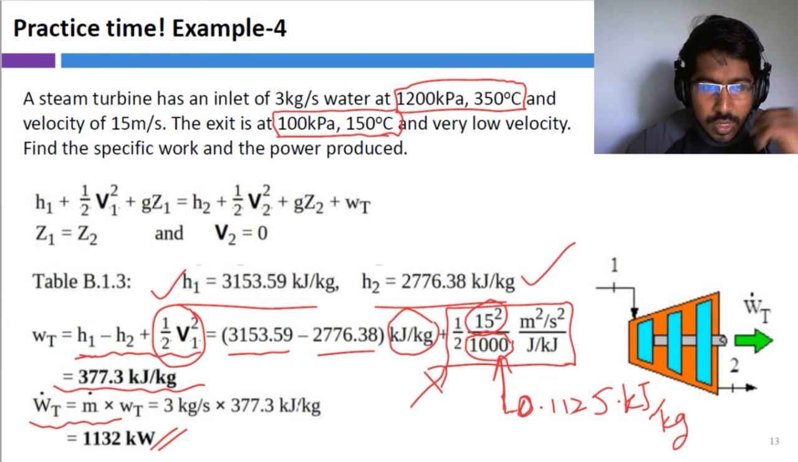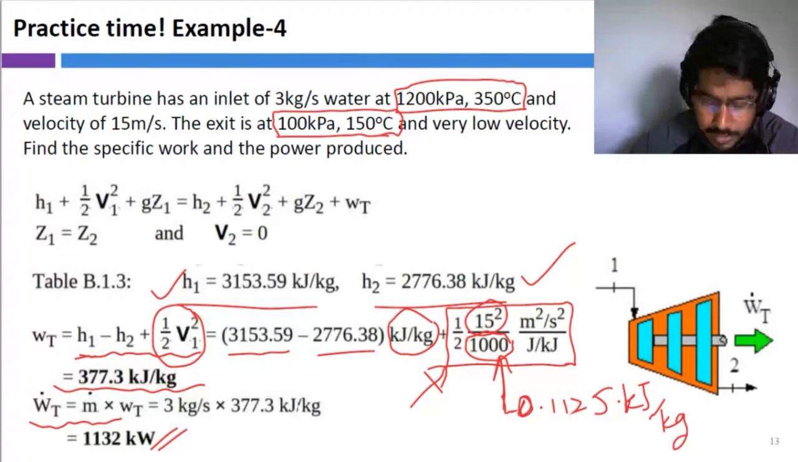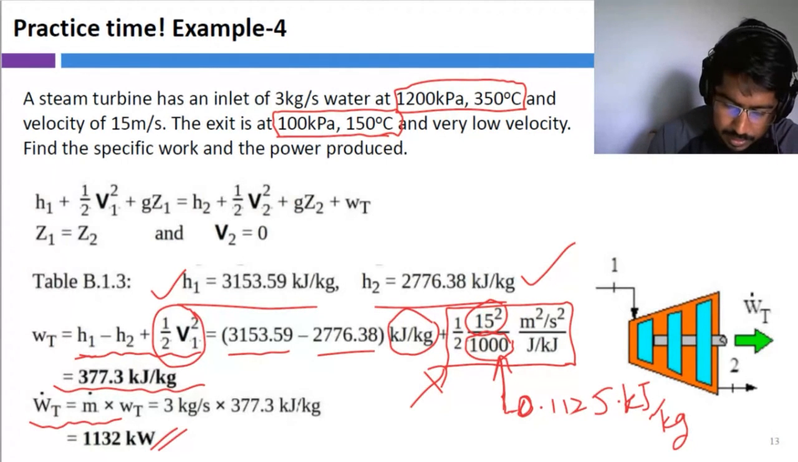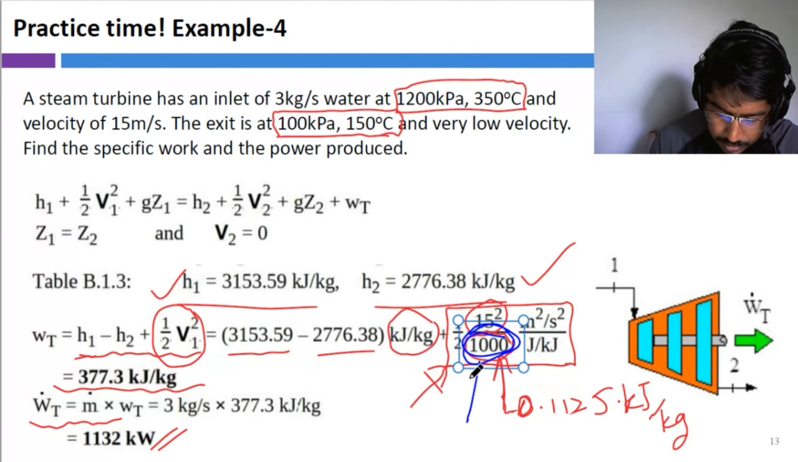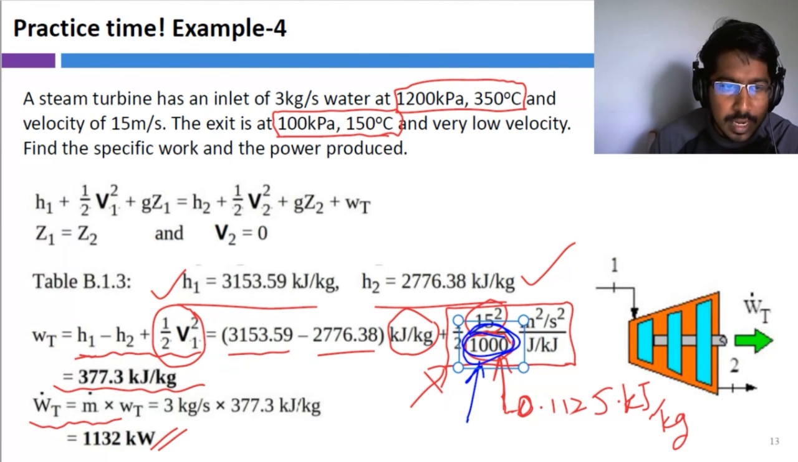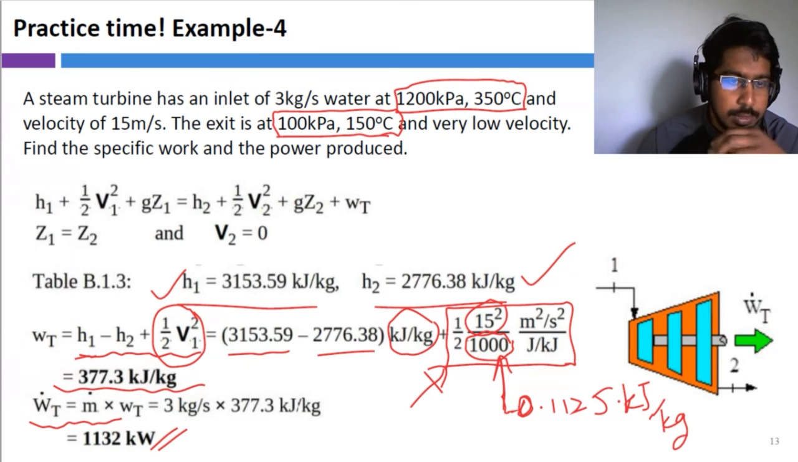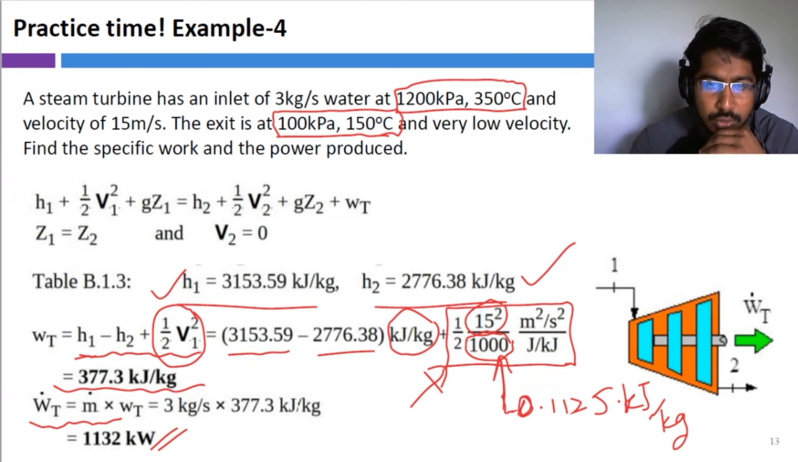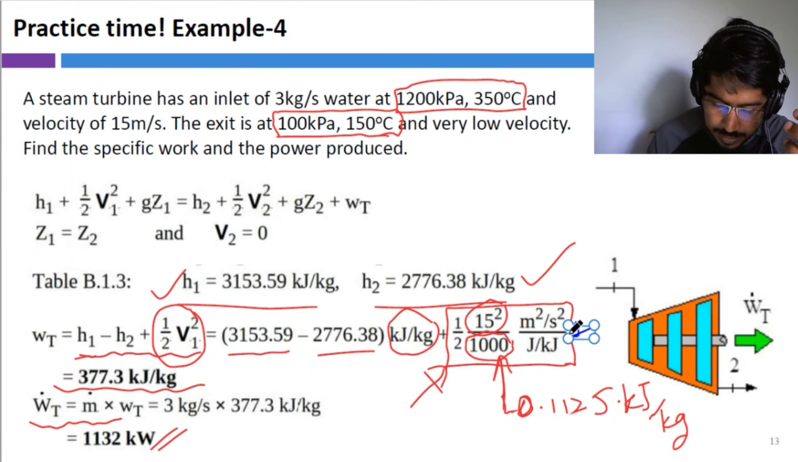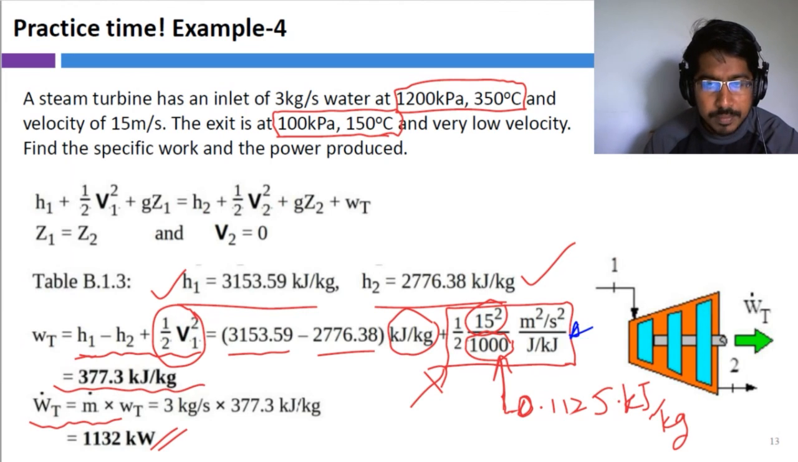So are we all clear about how we arrived at the final answers and the important things like dividing the velocity, the specific kinetic energy, by 1000 to convert it to kilojoules? If you do not do it in the exam, then you will get a very wrong answer. You will get 112,500 here, and that will significantly change this number, which is wrong.